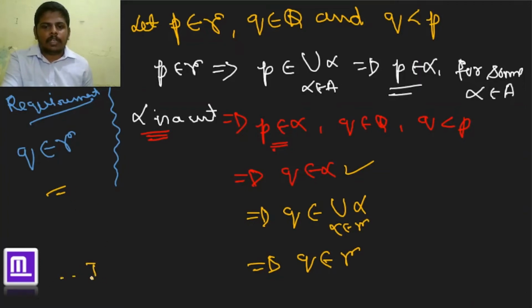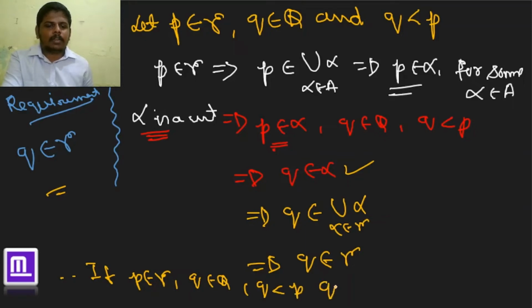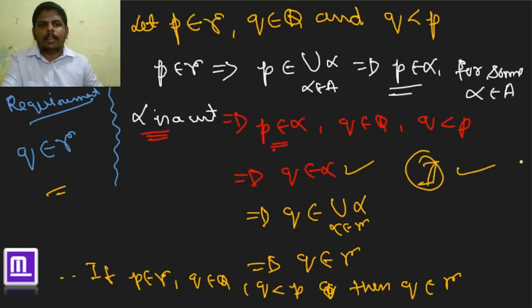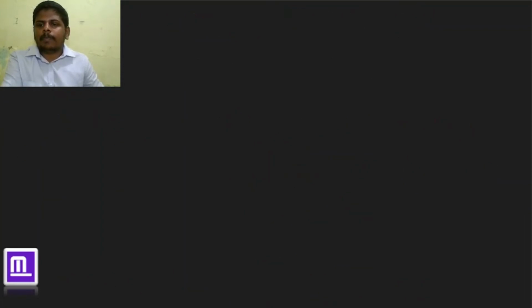Therefore, if p belongs to gamma and q is a rational number, q less than p, then q belongs to gamma. So this proves the second property. The second property is also done. And again, proving the third property is also a very simple one. I will do that one also very quickly.